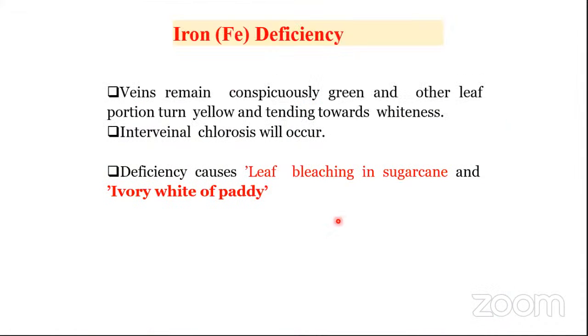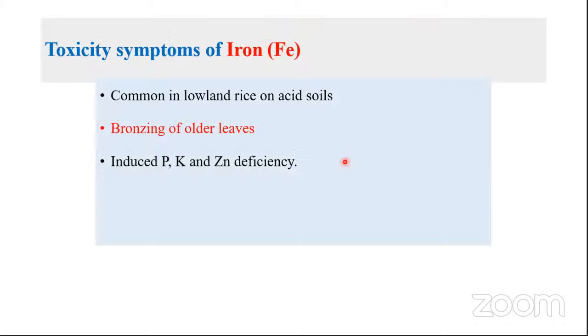Mostly you can see ivory white in paddy or leaf bleaching in sugarcane as the famous deficiencies. We can see veins remain green while other leaf portions turn yellow, tending towards whiteness. Interveinal chlorosis is another famous symptom. If you see toxicity conditions, you can see them mostly in lowland conditions. We can see bronzing of older leaves, and it induces phosphorus, potassium, and zinc deficiency. You can observe this when there is a high supply of iron.